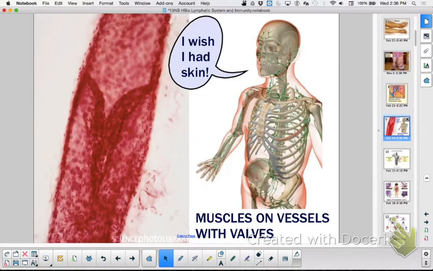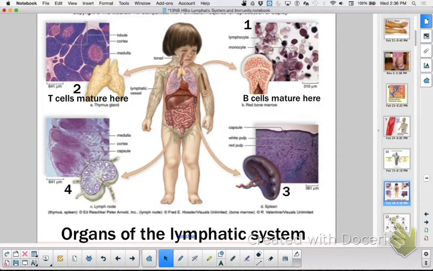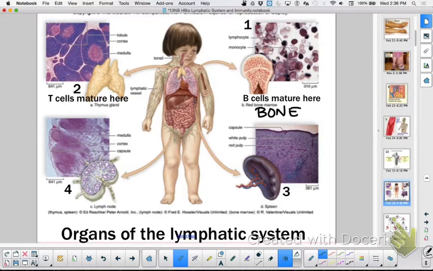Lymphatic vessels are most like veins. Okay? Then we talked about primary and secondary organs, and we talked about the primary ones is the bone marrow. So bone marrow is one of the primary, and the second one is the thymus gland.